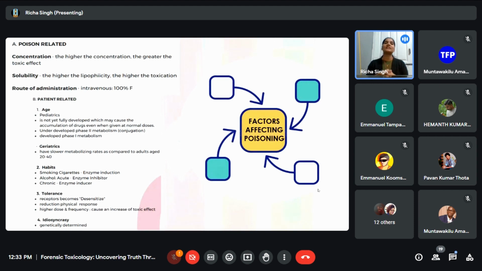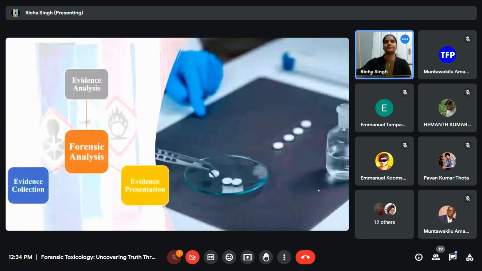Now, idiosyncrasy. What exactly is idiosyncrasy? It is basically genetically determined. It is a form of allergic reaction which is not common to all patients, or all persons, but only a few. Let's say some persons have an allergic reaction if they eat peanuts, or some are allergic towards mushrooms, but other people are not allergic towards these peanuts or mushrooms. It is based on their body functioning or their genetic makeup that they are very allergic towards such things, which is common only to a fraction of people and not relevant for other people.